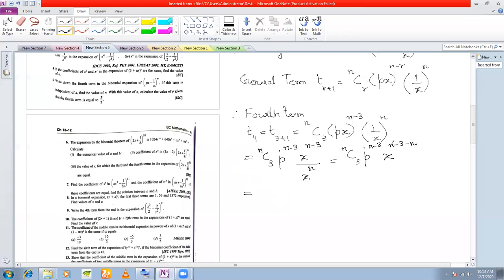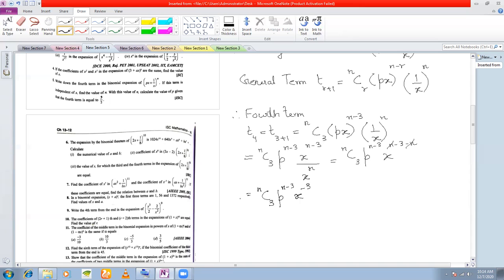So the x to the power of n and minus n cancel off. We get nc3 p to the power of n minus 3 x to the power of minus 3, which means 1 by x cube. You can leave it as x to the power of minus 3; later, if required, we'll write this as 1 by x cube. So this is your fourth term.